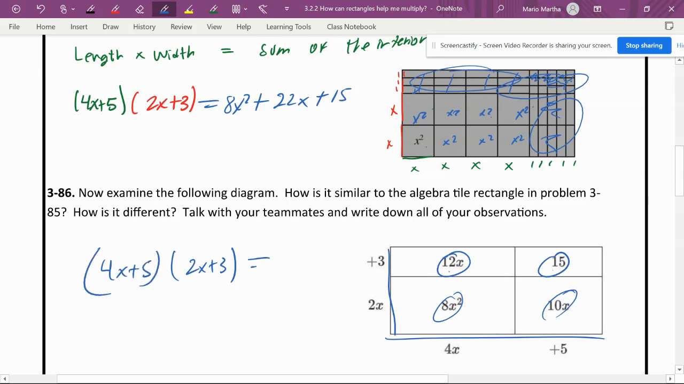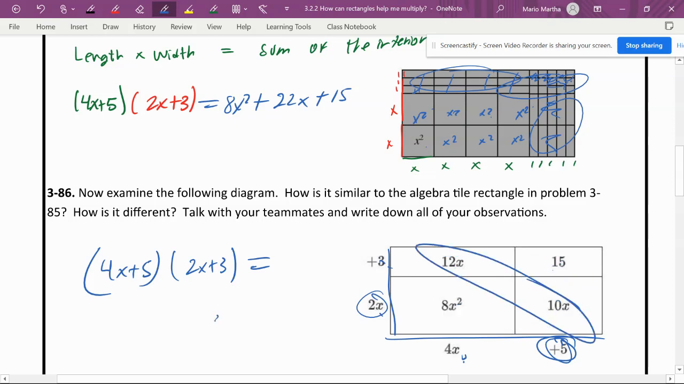And then again, if we were to multiply these, 2 times 4x, we would get 8x squared. 3 times 4x gives us 12x. 3 times 5 gives us 15. And then 2x times 5 gives us 10x. So, and again, if you guys combine the like terms in here, which would be just those two, we get 8x squared plus 22x plus 15, which is exactly the same thing we got right there.